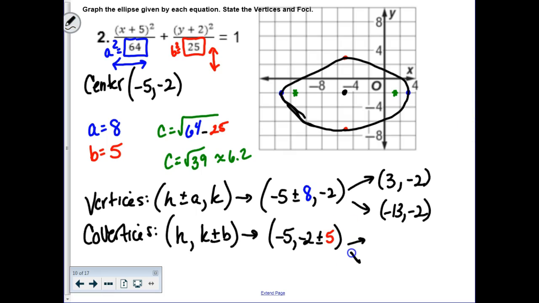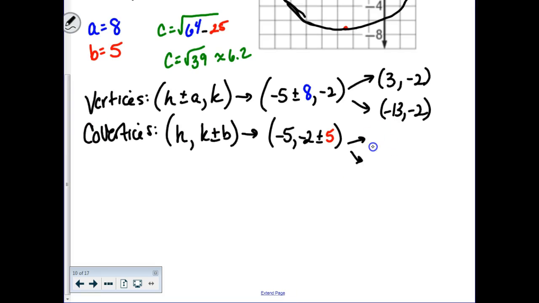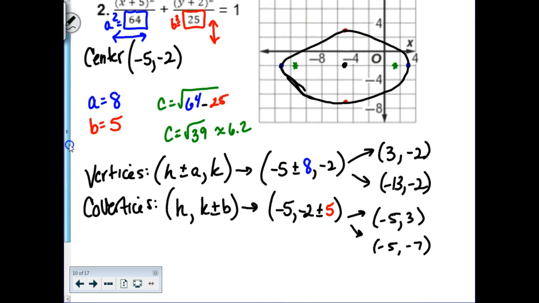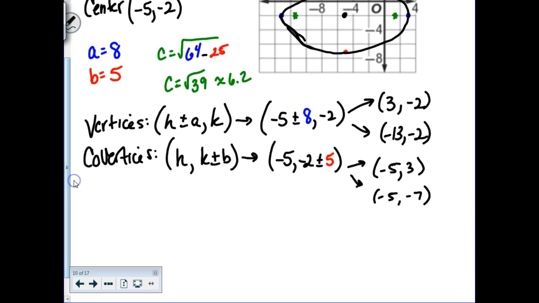Splitting those up. That would be at -5 comma 3 and -5 -7. I'm just going to go back to my beautiful picture and make sure that it worked. Yeah, I think that's where they're located. And then the foci.